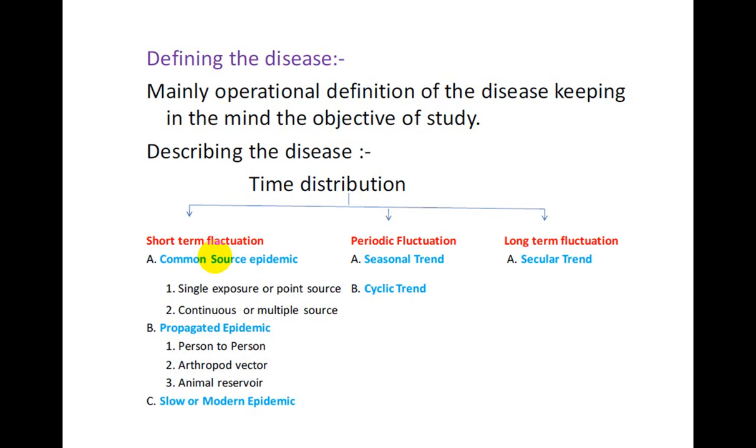B. Propagated epidemics. A propagated epidemic is most often of infectious origin and results from person to person transmission. This is a propagated epidemic. Infectious agent epidemics such as hepatitis A and polio. The epidemic usually shows a gradual rise and tails off over a much longer period of time.